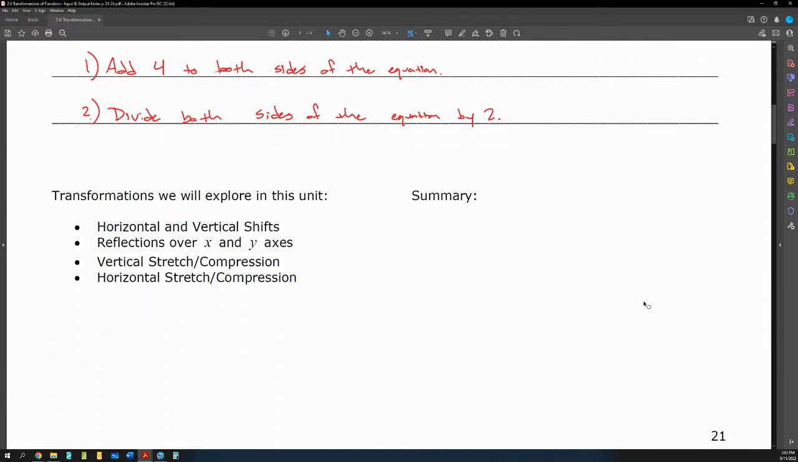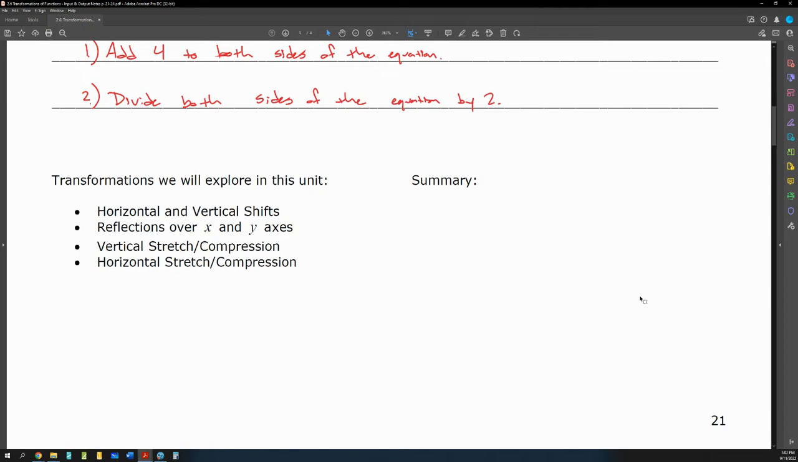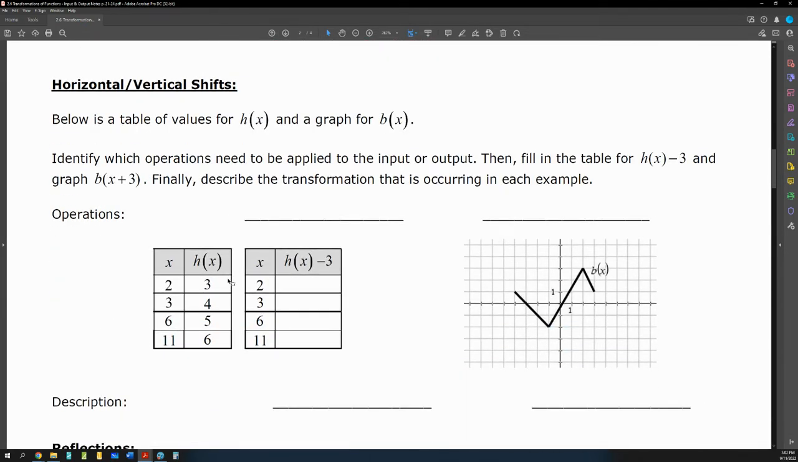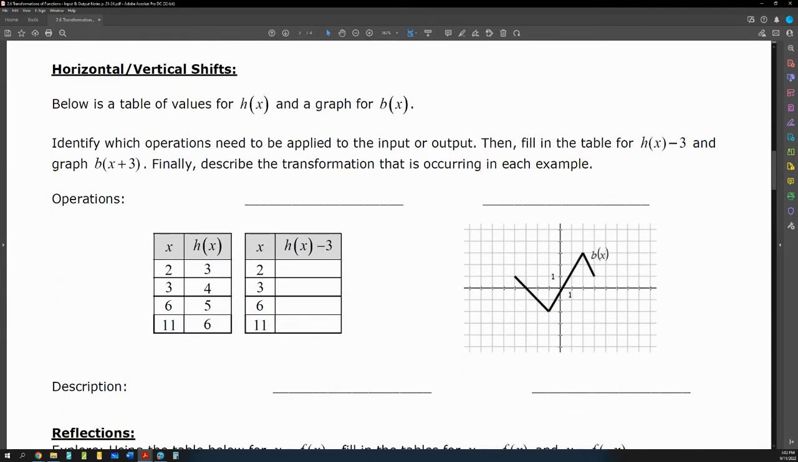Okay? So in this unit, we're going to explore 4 different types of transformations. We're going to explore horizontal and vertical shifts, reflections over the x and y axes, vertical stretches and compressions, and horizontal stretches and compressions. All right, let's go ahead and flip the page and begin talking about horizontal and vertical shifts.